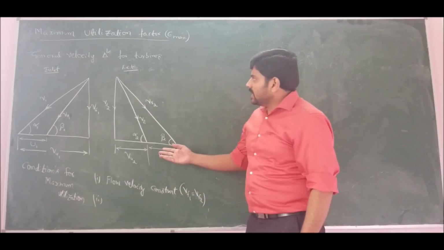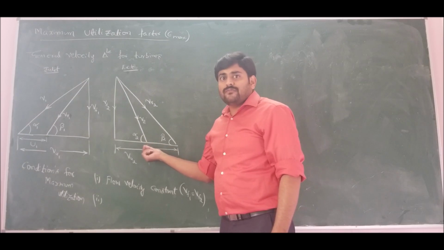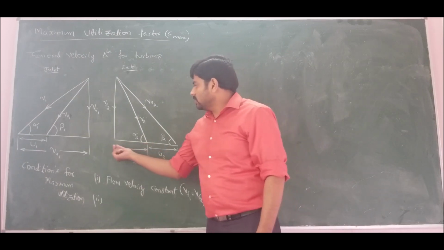If I observe the exit velocity triangle, the length of V2 can be minimum if and only if V2 is equal to Vf2.